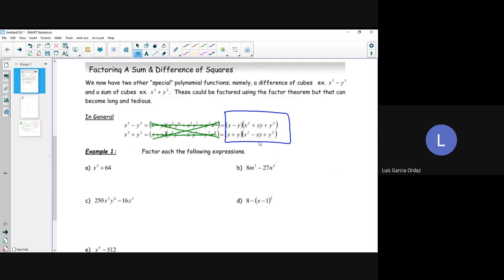As you can see, with a difference of cubes, the middle term is positive. And with a sum of cubes, you're going to notice the middle term is negative. So with the sum of cubes, x cubed plus y cubed is equal to x plus y times x squared minus xy plus y squared.